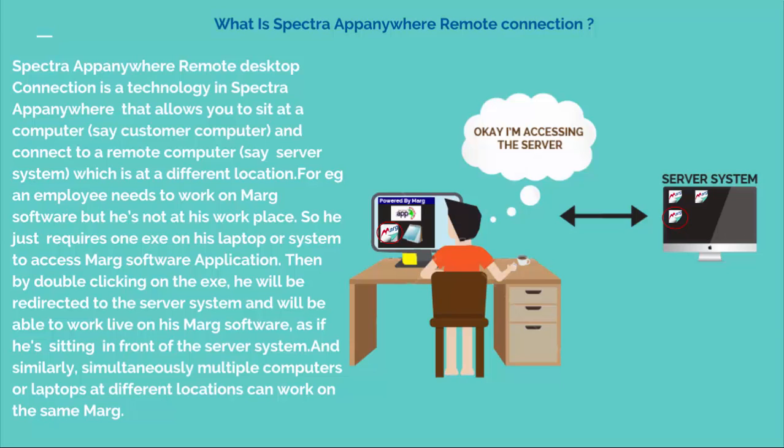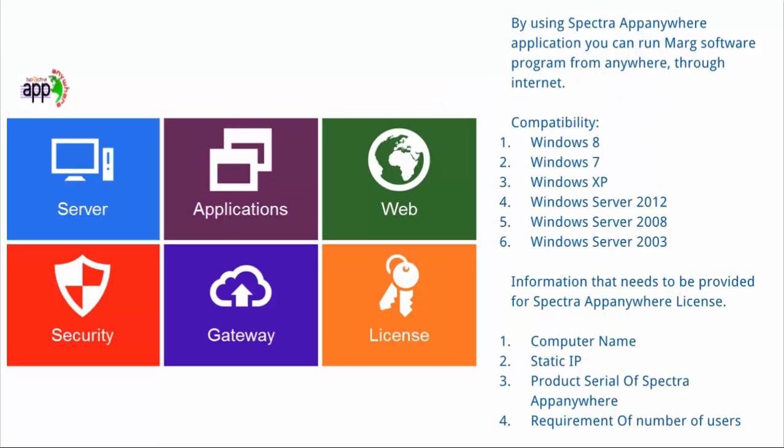For example, an employee needs to work on Marg software, but he is not at his workplace. He just requires one exe on his laptop or system to access the Marg software application. Then by double clicking on the exe file, he will be redirected to the server system and will be able to work live on his Marg software as if he is sitting in front of the server system. Similarly, multiple computers or laptops at different locations can work live on the same Marg simultaneously. By using the Spectra App Anywhere application, you can run the Marg software program from anywhere through the internet.